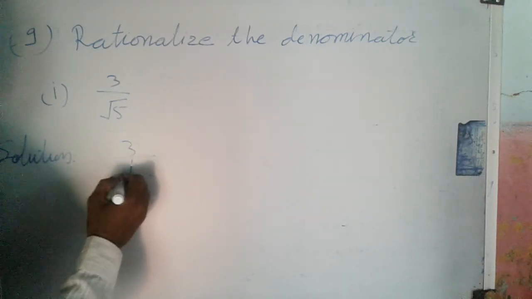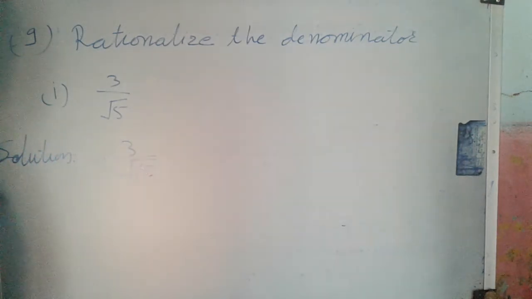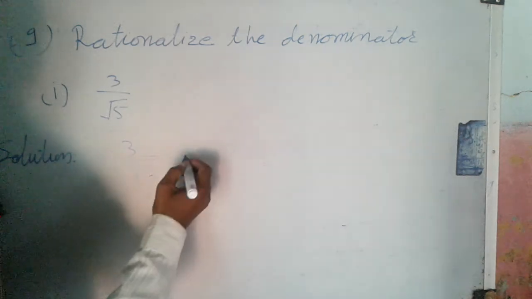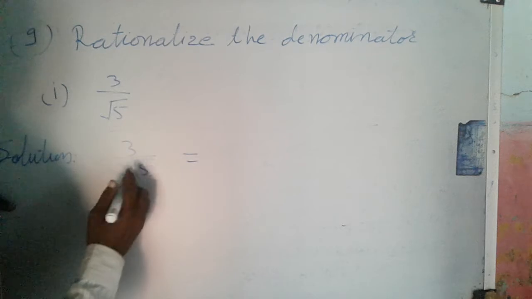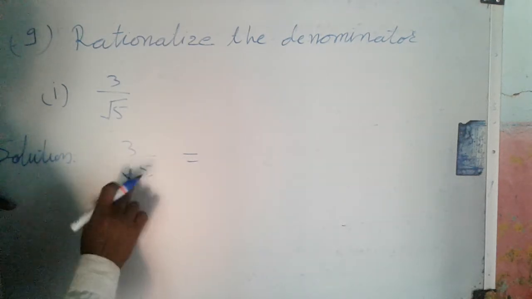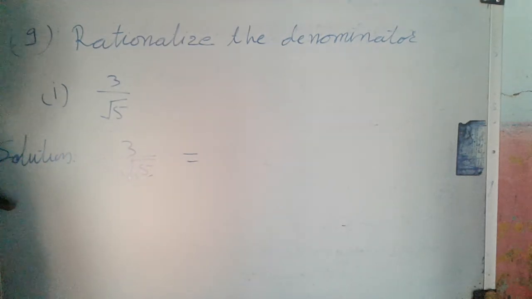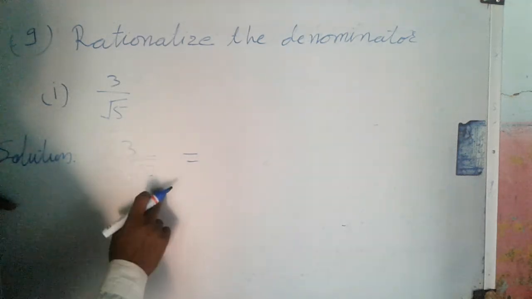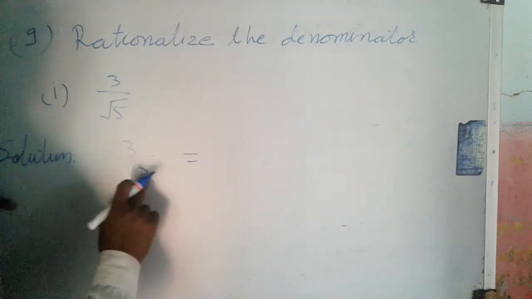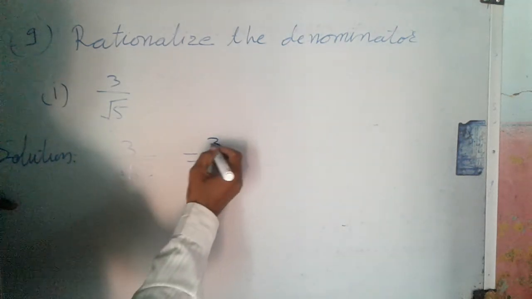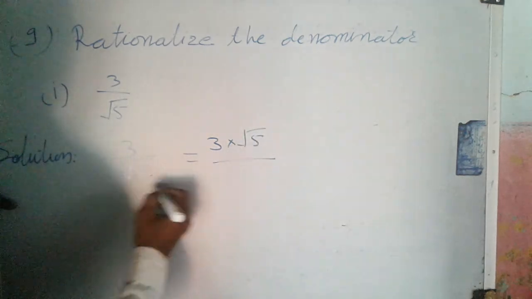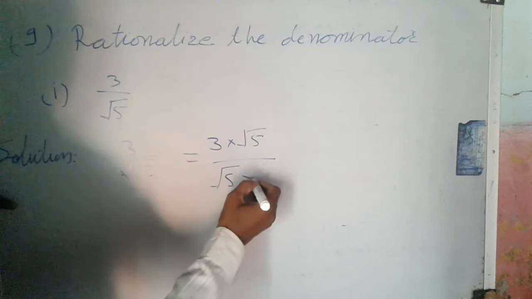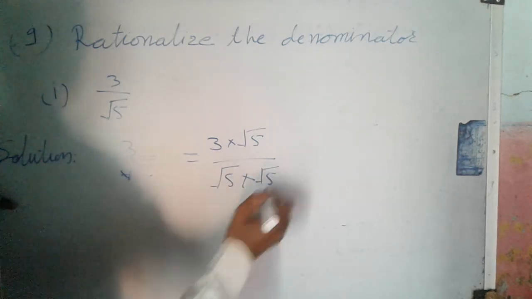Now see here, 3 upon root 5 is the given example. To rationalize this denominator, we have to multiply it by its rationalizing factor. So we can multiply and divide both numerator and denominator by root 5. 3 multiplied by root 5 upon root 5 multiplied by root 5.